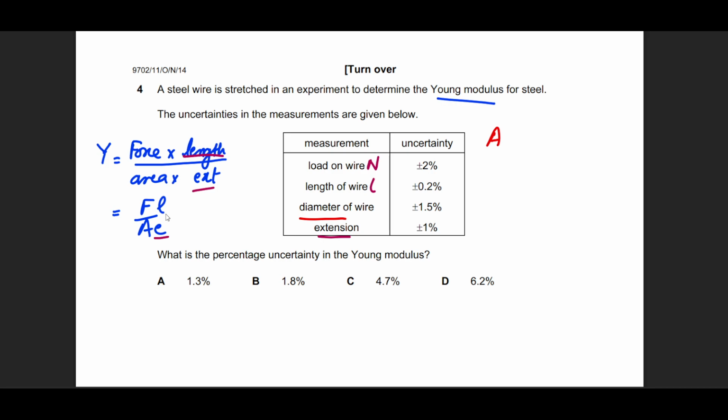Now, since we're dealing with a wire, which is circular, the area of a circle is pi r squared. But since this is diameter, the radius is d by 2. So this becomes pi times d by 2 whole squared, which is going to become pi d squared divided by 4. Now pi is a constant and 4 is a constant. Do they participate in the errors? No, they don't, because we definitely know their values. So I don't need to include them in the error calculation.